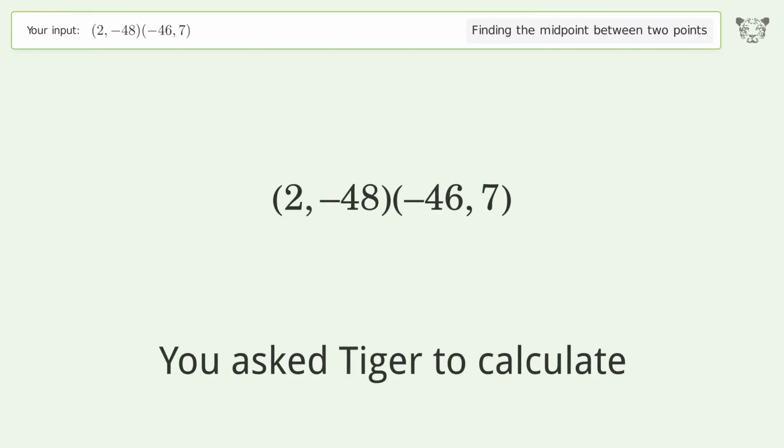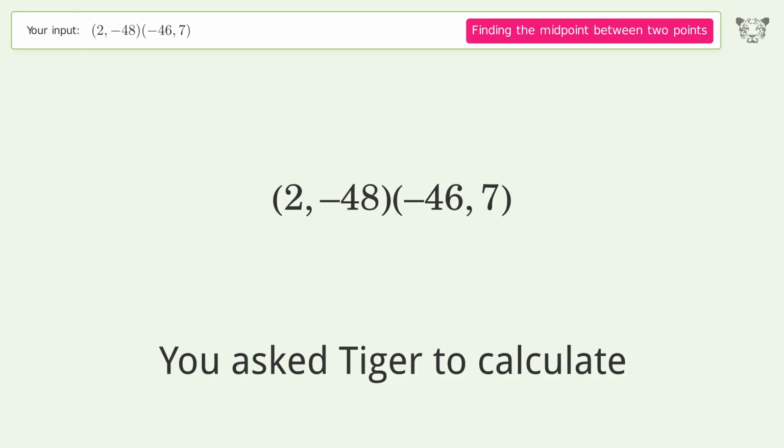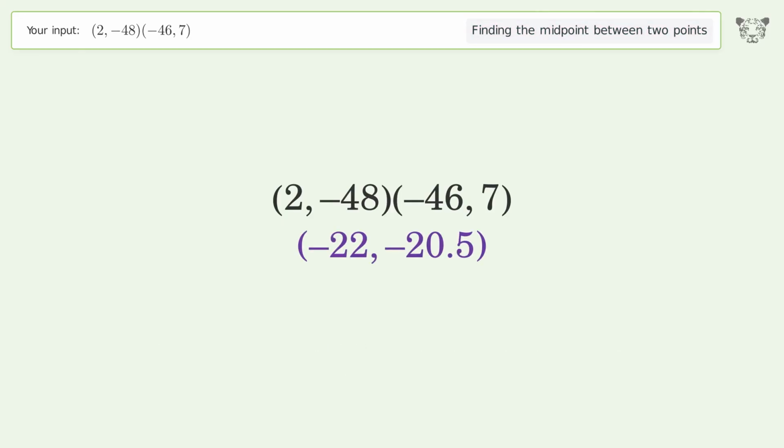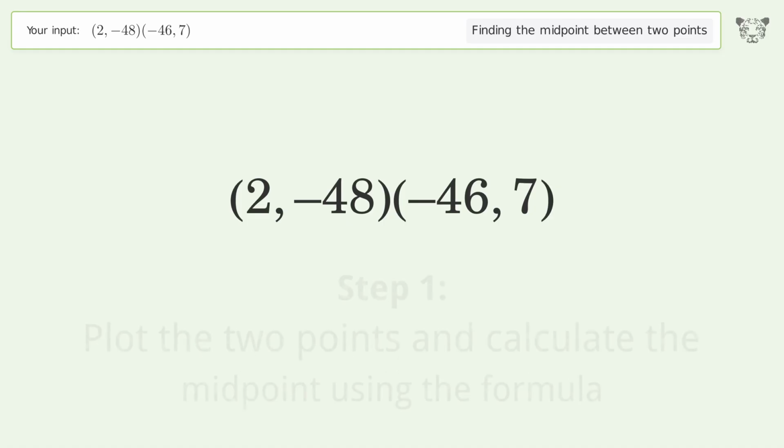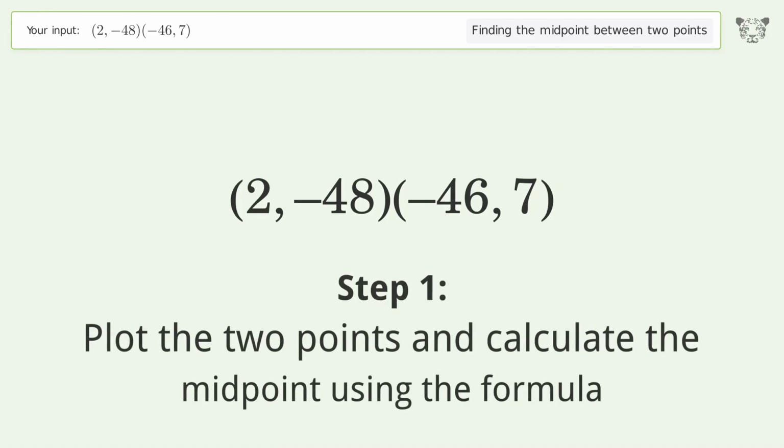You ask Tiger to calculate. This deals with finding the midpoint between 2 points. The midpoint between the 2 points is -22, -20.5. Let's solve it step by step. Plot the 2 points and calculate the midpoint using the formula.